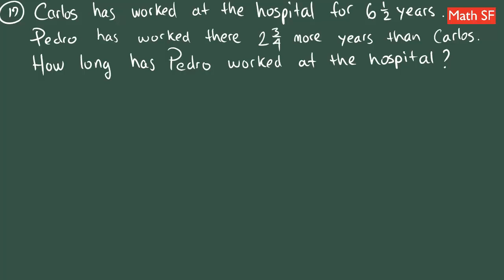Well, the key words here are "more than." Since I have "more than," that probably means we're going to do some translation. Let me paraphrase that part. So the years that Pedro worked, I'm just going to write Pedro. Pedro's years are 2 3/4 more than Carlos.